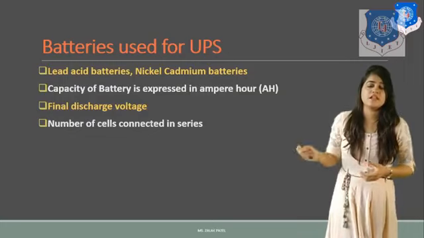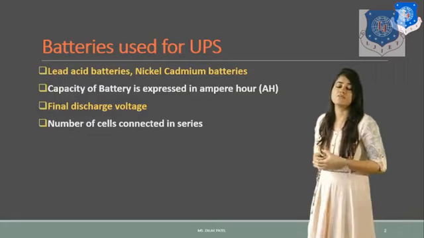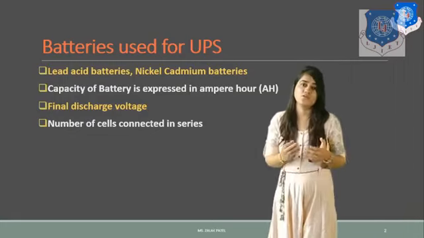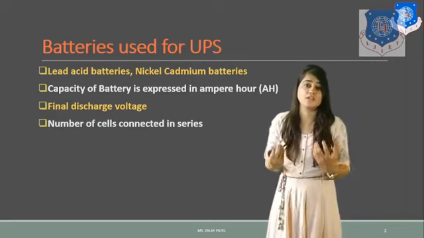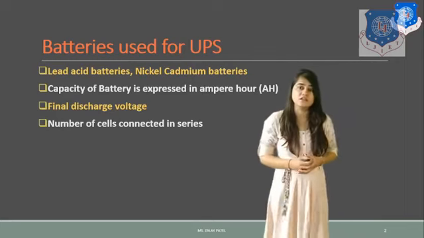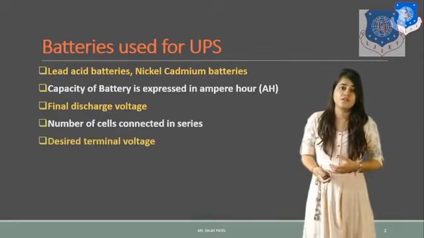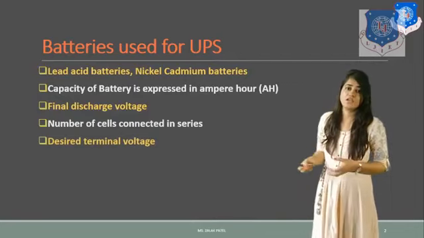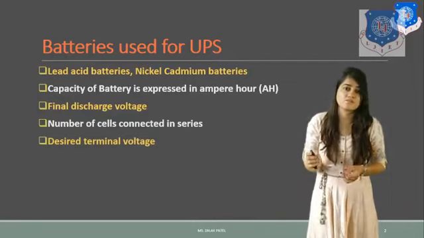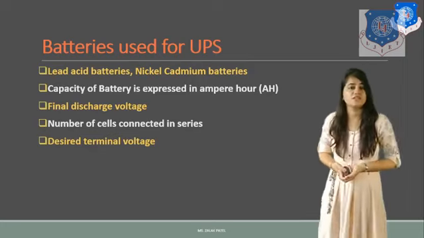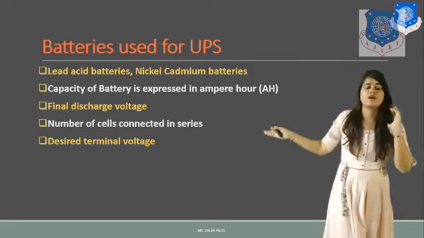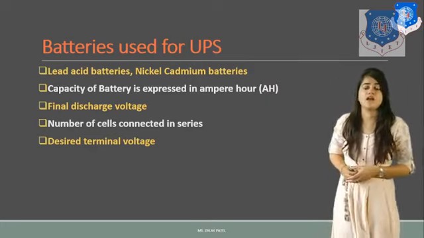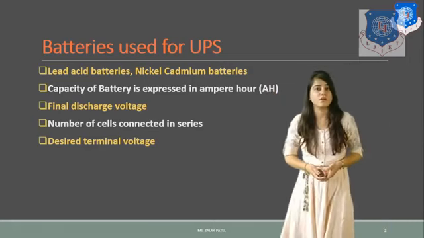Then the number of cells connected in series: if the number of cells increases, then also the battery's operation time is less. Next is desired terminal voltage. If the desired terminal voltage is more, then also the battery life will be affected. So these are some parameters that you should keep in mind while using batteries for an uninterruptible power supply.